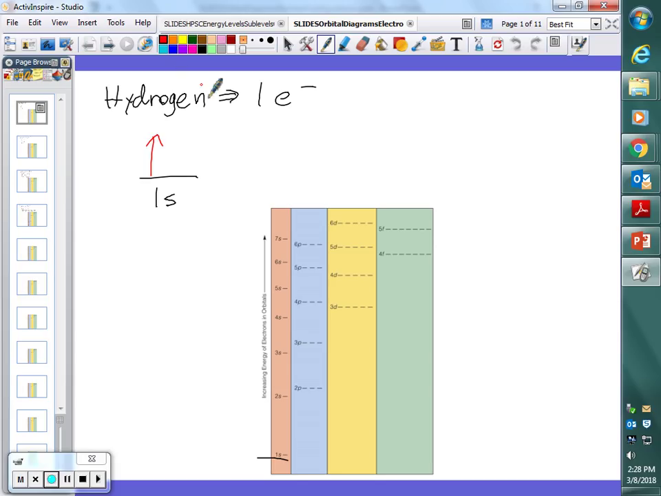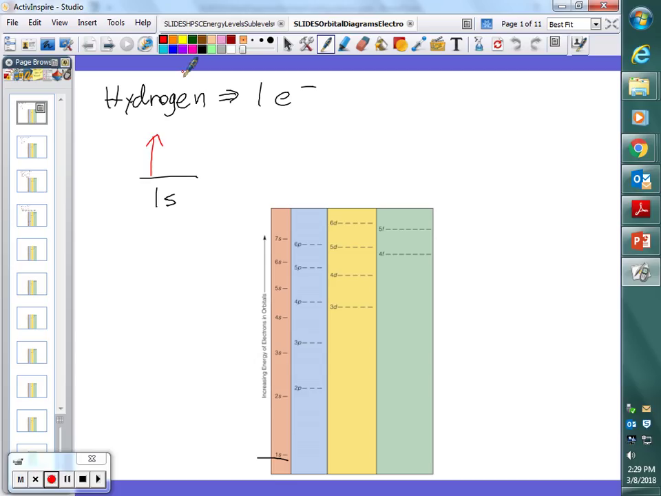Is hydrogen's 1 electron always in the 1s orbital? Not necessarily, right? Not necessarily. So, there are 2 ways that you can answer that question, right? What are the 2 ways that you can justify that hydrogen's 1 electron is not always in the 1s orbital?